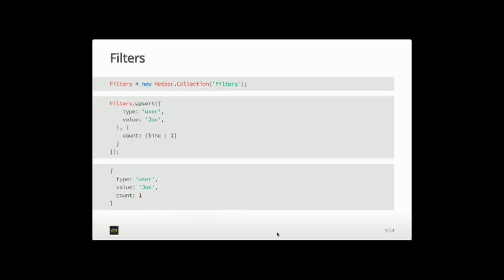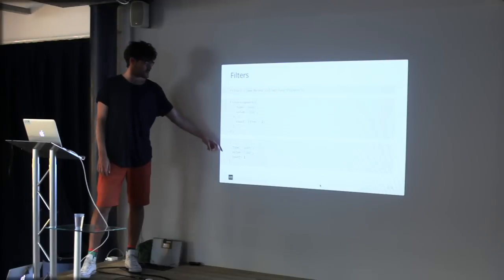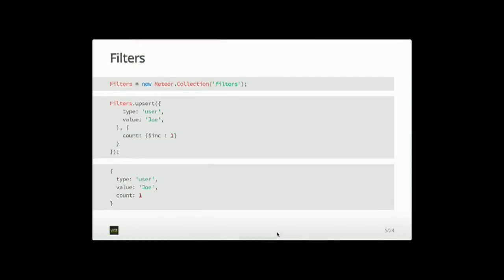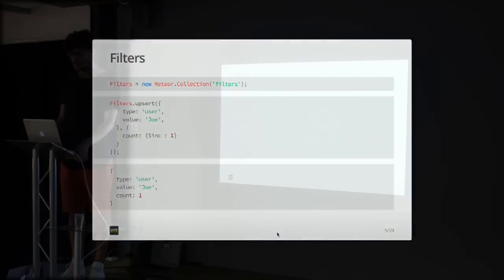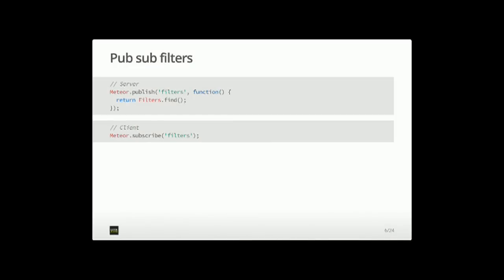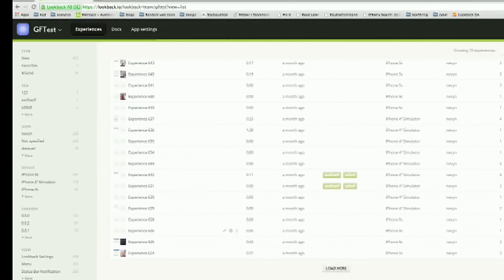Okay, so we update our filters with what kind of filter we're using. Let's say it's the user and the value Joe. And each time an experience is added to the database, we also run this function. And that ends up with, after a while, this document stored in the database, and the count will go up as Joe records more experiences. So we can just publish this filter to the client, and it knows what to display in the filters here on the left-hand side.